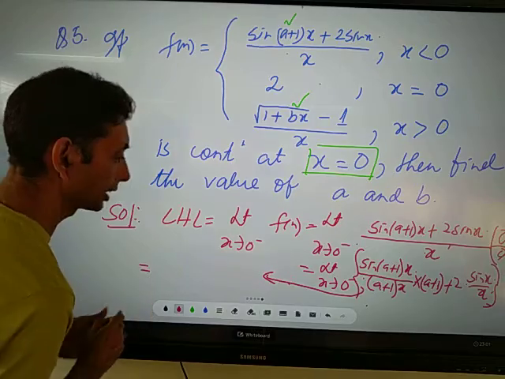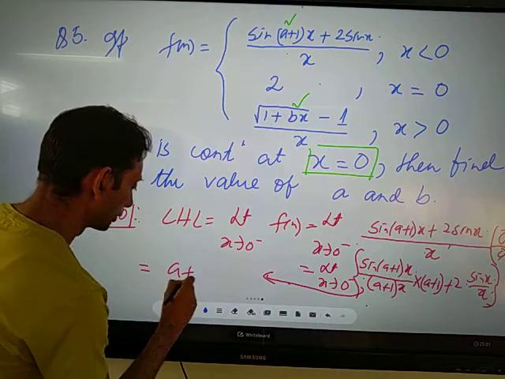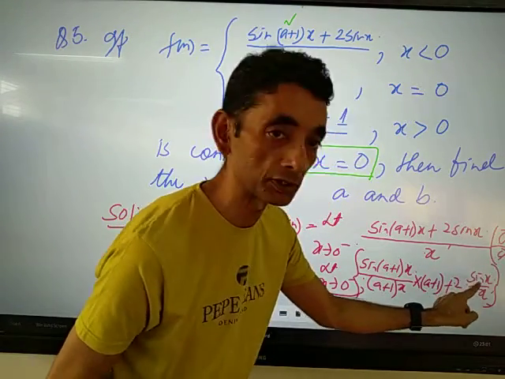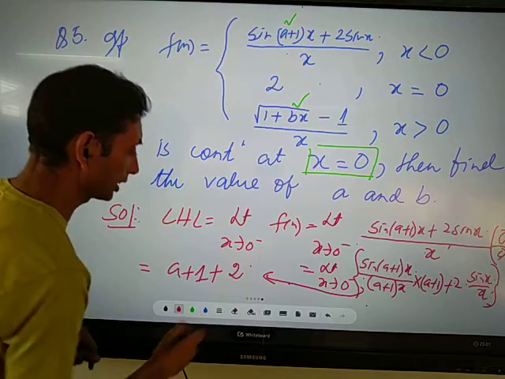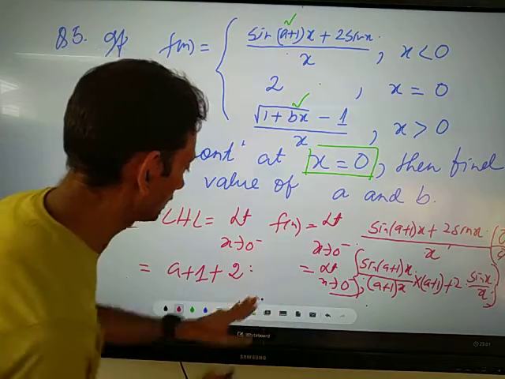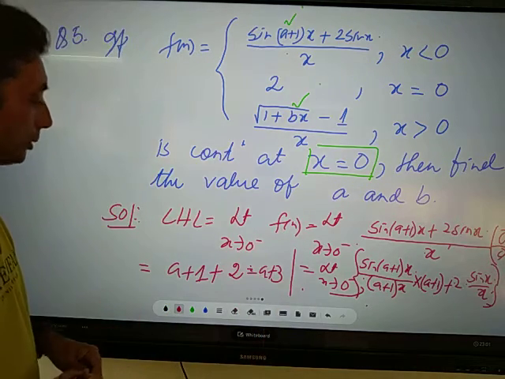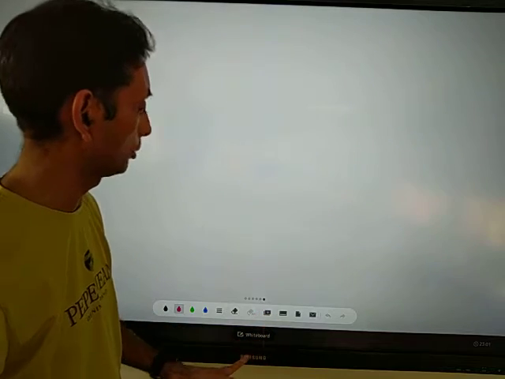So what will be left out here? The first term will be equal to 1, only a plus 1 will be left out, plus, and here 2, this limit x approaches 0, sin x by x is 1, so only 2 will be left out. So this gives us a plus 3. Yeah. So we got the left hand limit as a plus 3. So let us try to find out the right hand limit now.